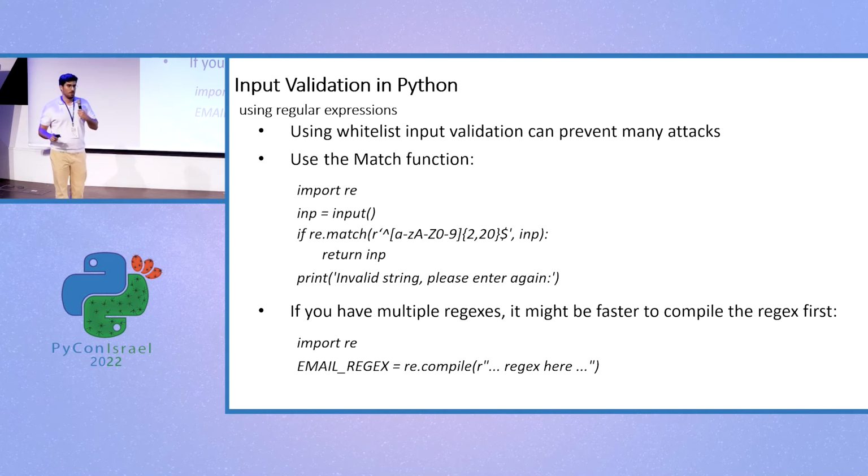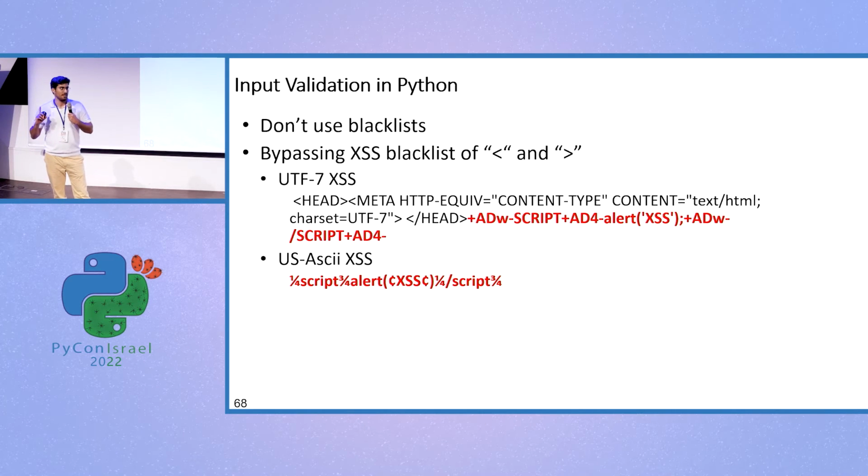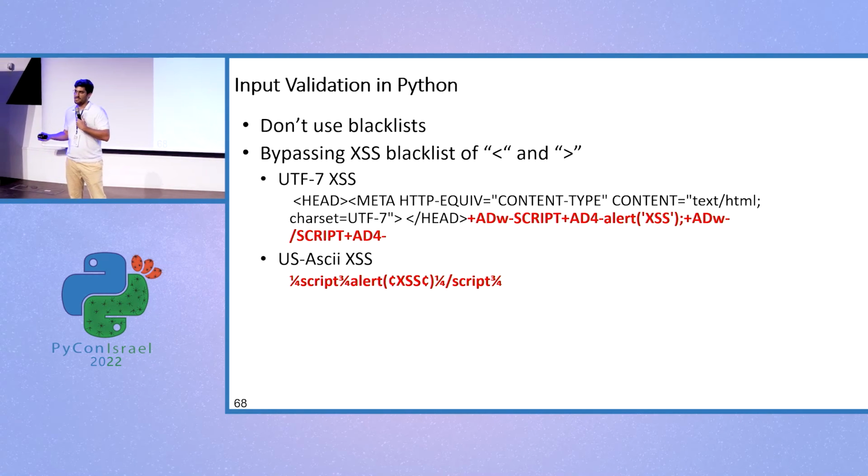One important thing to remember is to use whitelist filtering mechanisms and not blacklist. For example, you might think that if you deny the attacker from using the less than and greater than brackets, then you're not vulnerable to cross-site scripting. But as you saw before, this is not always the case. And even if you need the brackets to exploit the vulnerability, sometimes if you have UTF-7 encoding or US-ASCII encoding in your website, or if it supports that, you can sometimes bypass the blacklist this way.